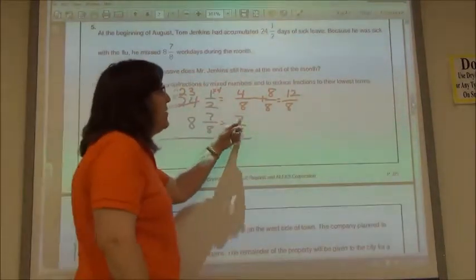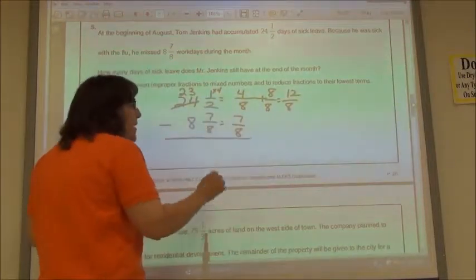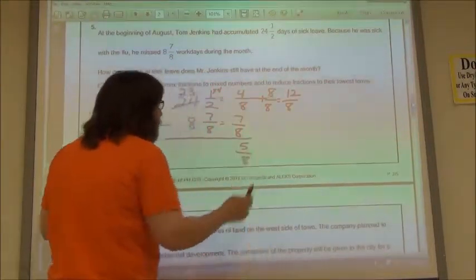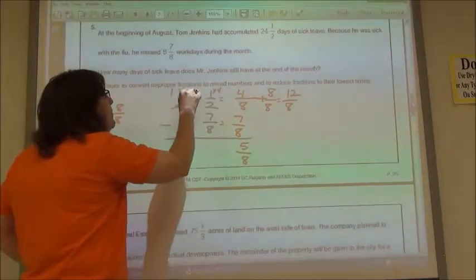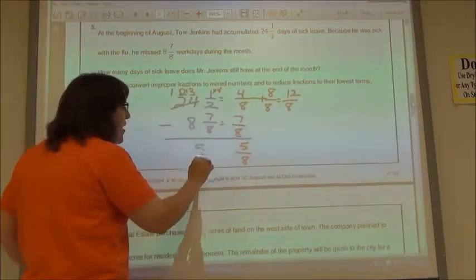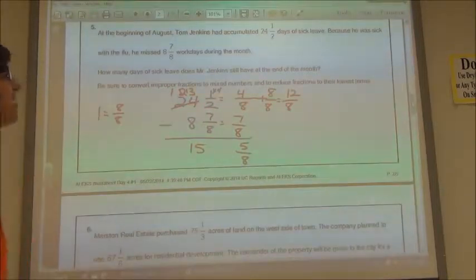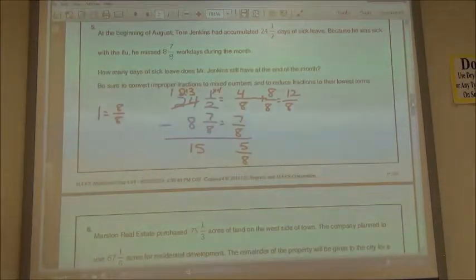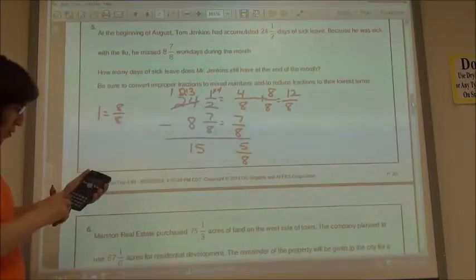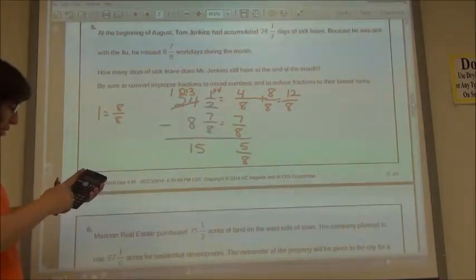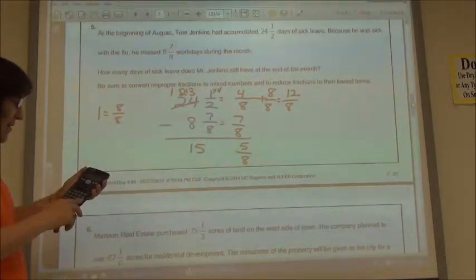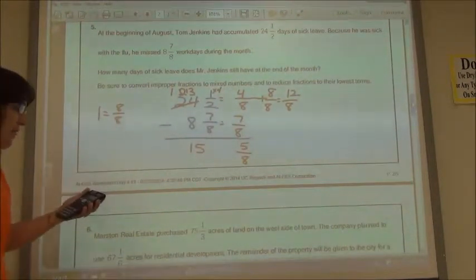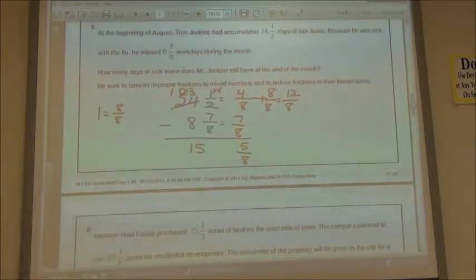Now I can take 7 away from 12. 12 minus 7 gives me 5/8, and I'm going to subtract 8 from 23. So here I make that a 1 and borrow, and 13 minus 8 is 5, so I get 15 5/8. So again, just to double check, I would take 24 and 1/2 minus 8 and 7/8, and I get 15 and 5/8, which is sure enough what I'm supposed to end up with.